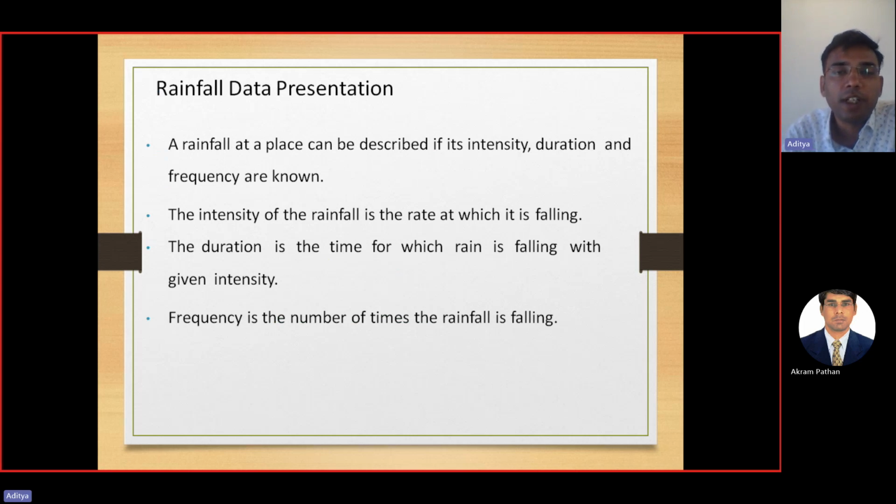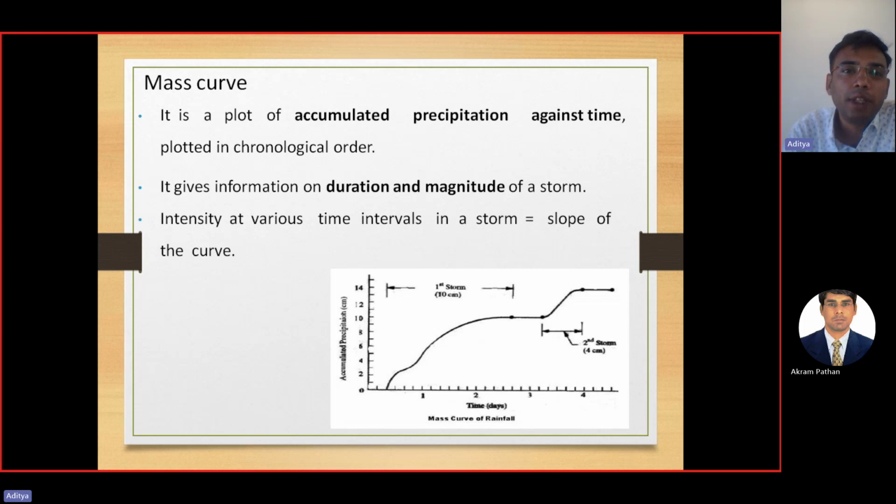The next topic is rainfall data presentation. Once you measure the data, the next step is to present it. Rainfall at a place can be described if its intensity, duration, and frequency are known, and the intensity of rainfall is the rate at which it falls. The first method of showing rainfall is the mass curve. A mass curve is the plot of accumulated precipitation versus time.